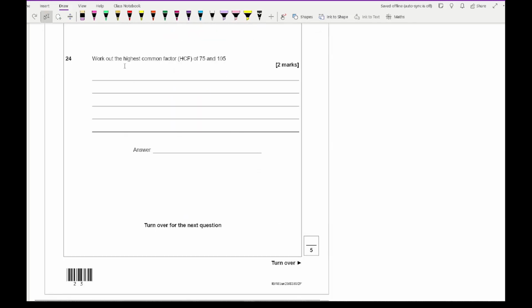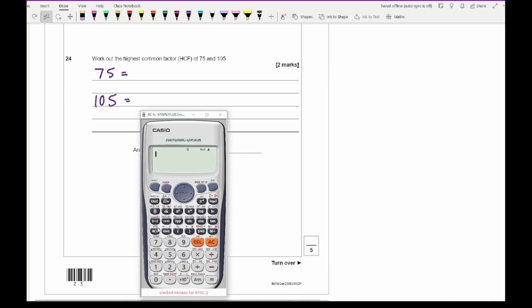For question 24, it says write down the highest common factor of 75 and 105. So for 75 and 105, there are several ways in which you can do this. Basically, we're looking for the biggest number that goes into both 75 and 105 that doesn't leave a remainder. Now, if you've got a Casio calculator, you can write products of primes simply by typing in the number and then pressing shift and fact.